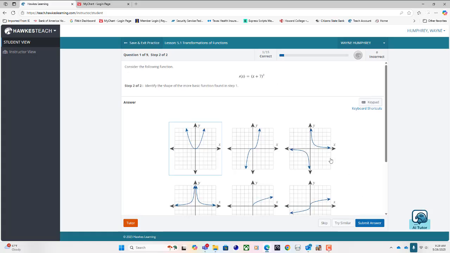Okay, and next you're going to find the appropriate graph for x cubed. So again, looking at that parent function handout, you would see that this is the appropriate parent function. You would select that.